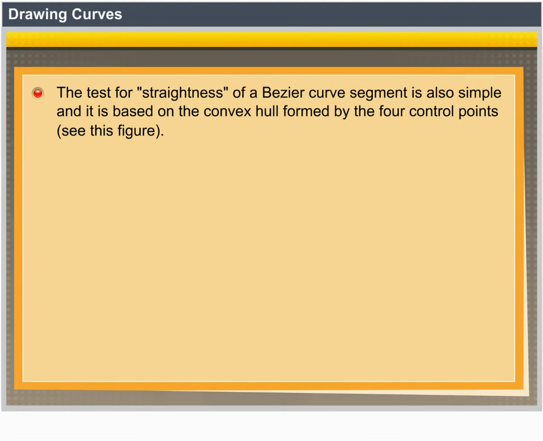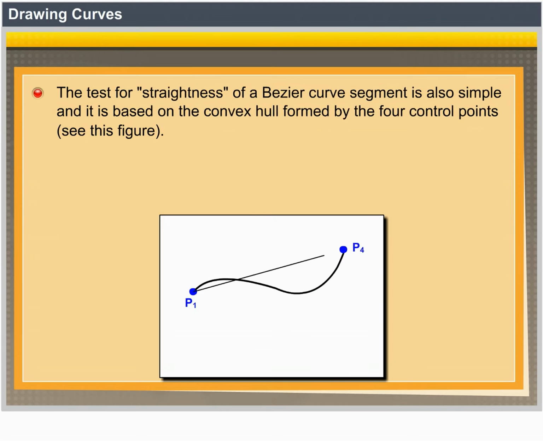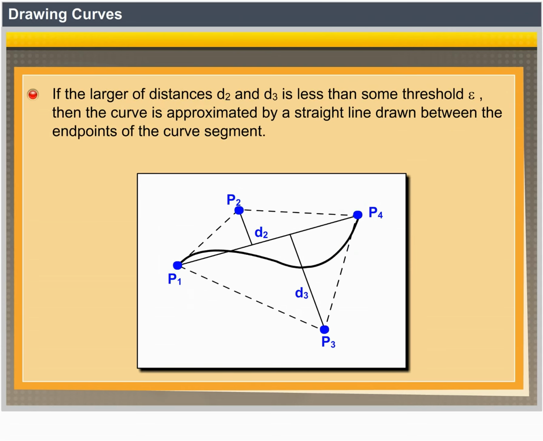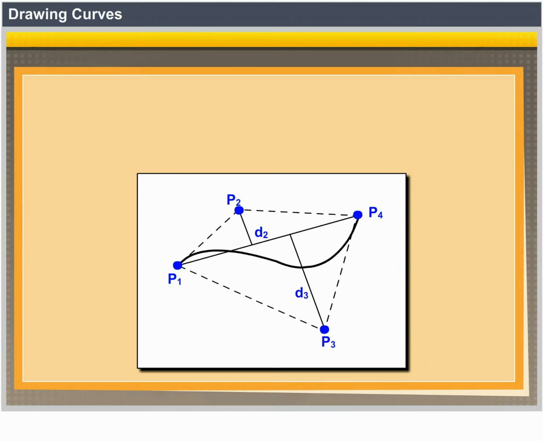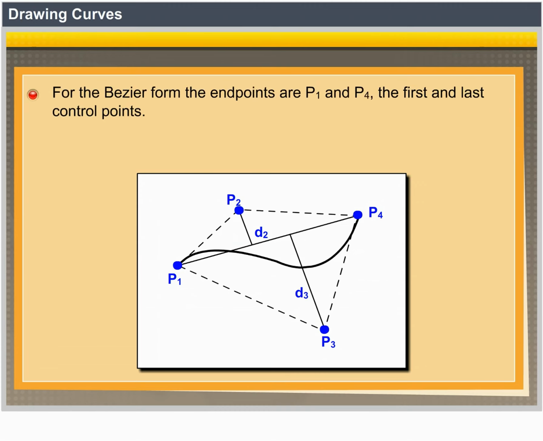The test for straightness of a Bezier curve segment is also simple, being based on the convex hull formed by the 4 control points as per the figure shown. If the larger of distances d2 and d3 is less than some threshold epsilon, then the curve is approximated by a straight line drawn between the endpoints of the curve segment. For the Bezier form, the endpoints are P1 and P4, the first and last control points.